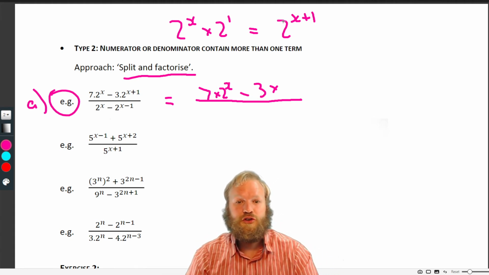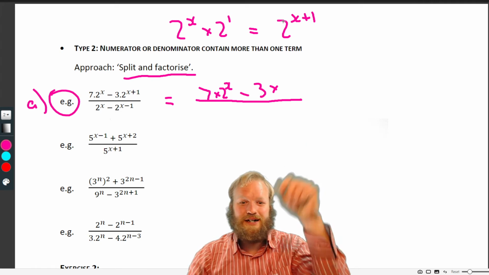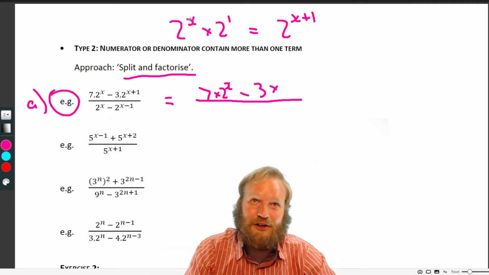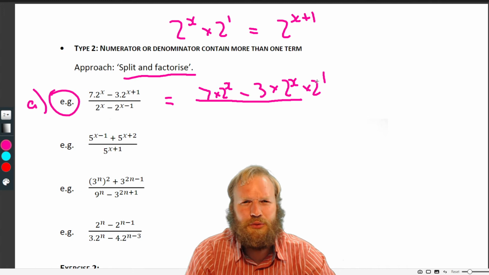Now we're going to do the opposite. We're going to start on that side and go to this side. So we're going to start with the 2 to the x plus 1 and we're going to go back to that. So we've got 2 to the x times 2 to the 1.